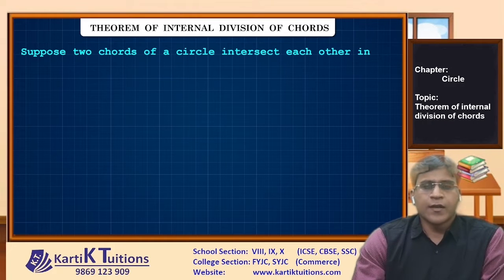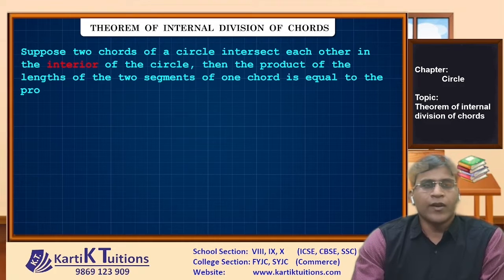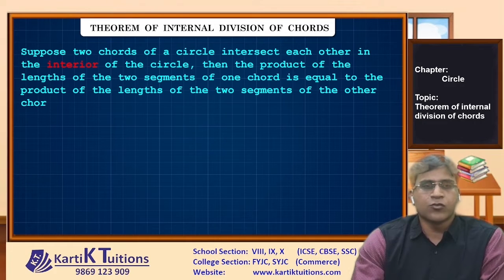Suppose two chords of a circle intersect each other in the interior of a circle, then the product of the lengths of the two segments of one chord is equal to the product of the lengths of the two segments of the other chord. Sir, what is all this?